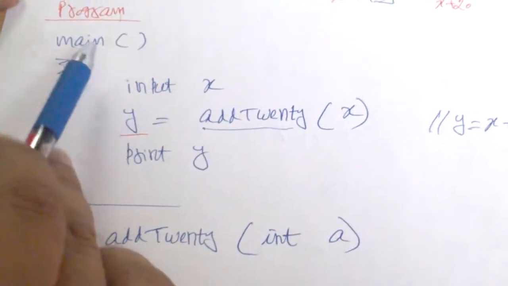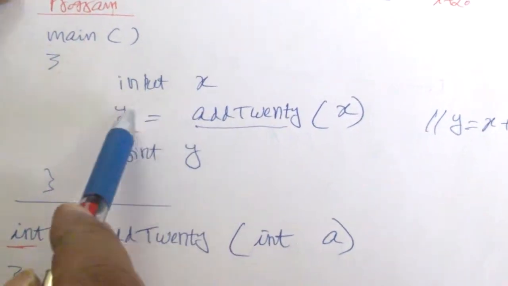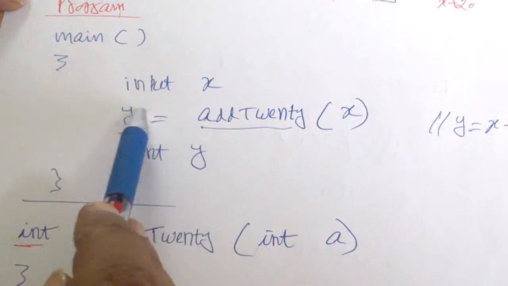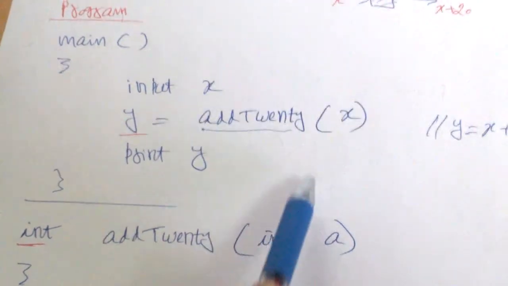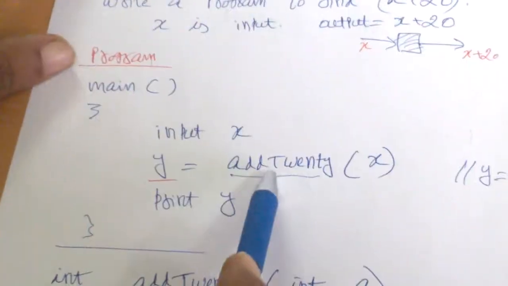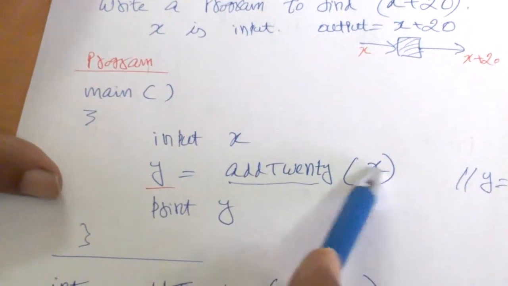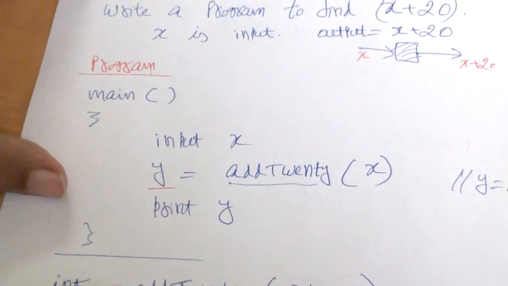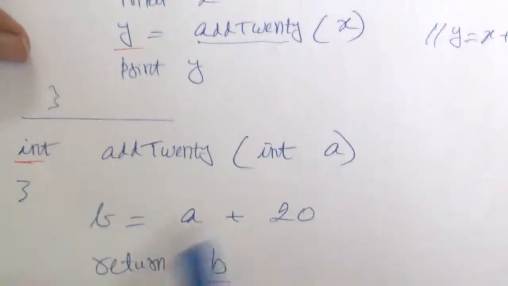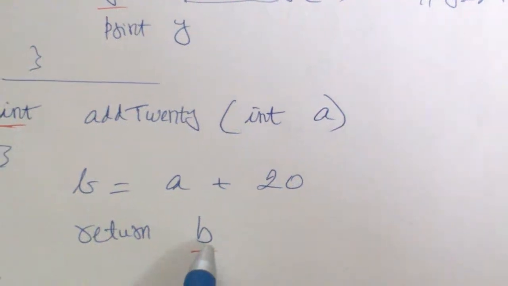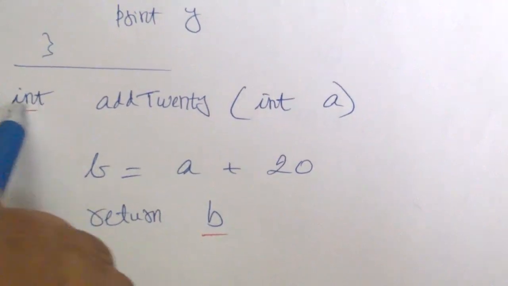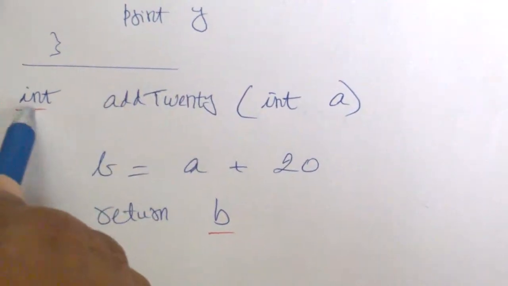Here is the main program: input x, y equals add 20. This is the name of the function. We are discussing functions here, so we have defined a function. We are passing it an input parameter. It goes there, does this, and then returns. Here you see that it's returning a value. What value is it returning? It is returning an integer, because that's how we define the function: integer.